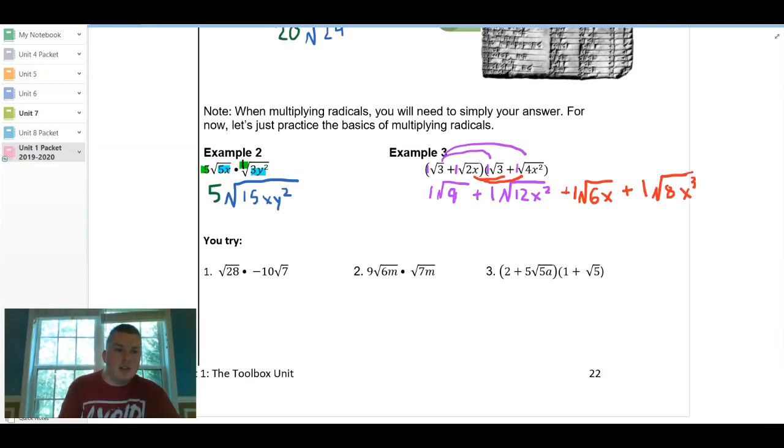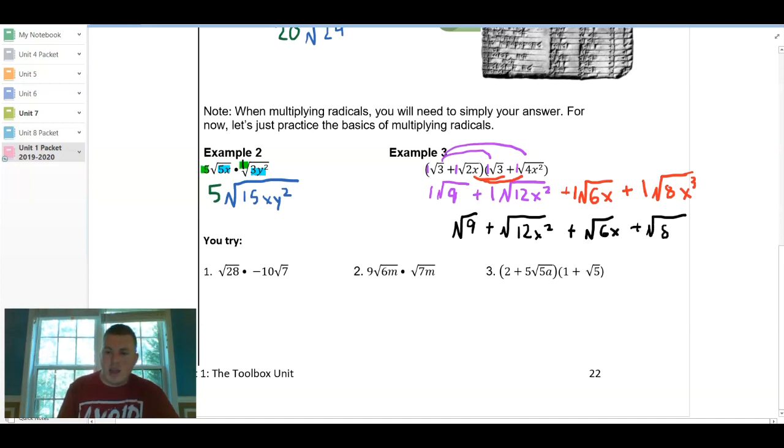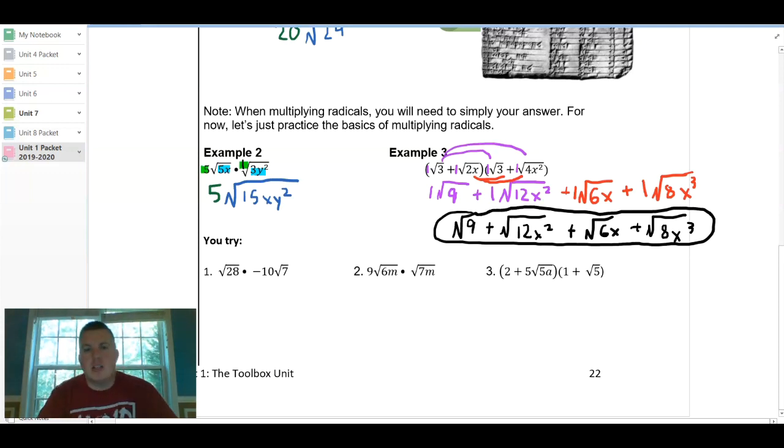Now, just like they didn't have the 1s in front here, we don't truly need the 1s in front. So we're going to leave this as the square root of 9 plus the square root of 12x squared plus the square root of 6x plus the square root of 8x cubed. Again, we will do some simplification with this, but first we just want to get you comfortable with which pieces you need to multiply together.